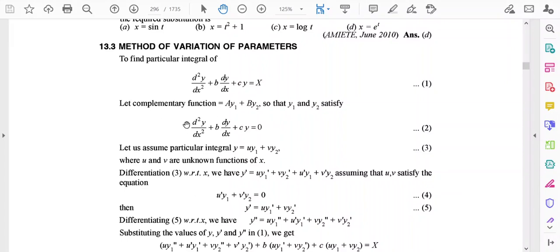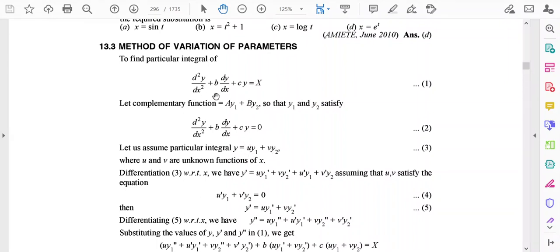Now let the complementary function be a y1 + b y2. So basically y1 and y2 are two solutions of the equation d²y/dx² + b dy/dx + cy = 0, and this equation is satisfied by y1 and y2. And let us assume that the particular integral is u y1 + v y2.